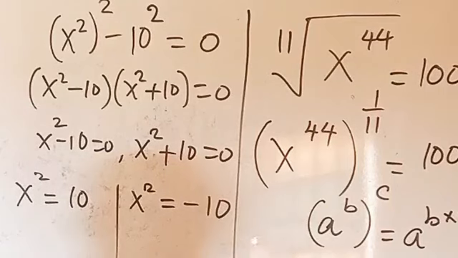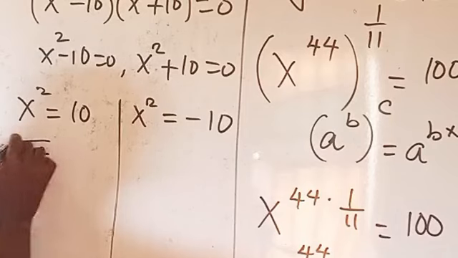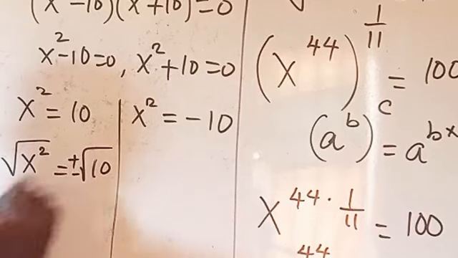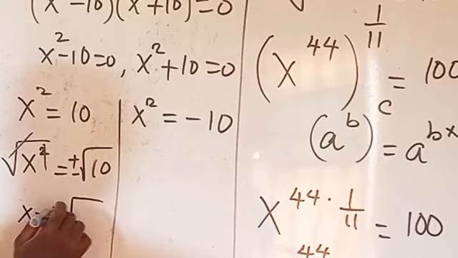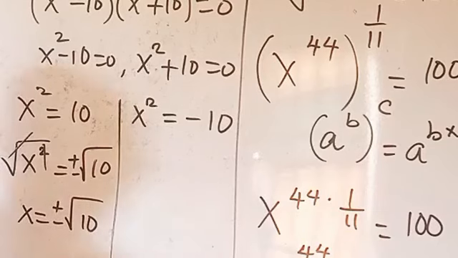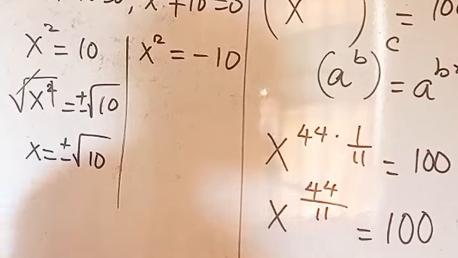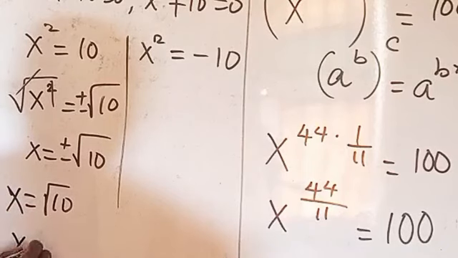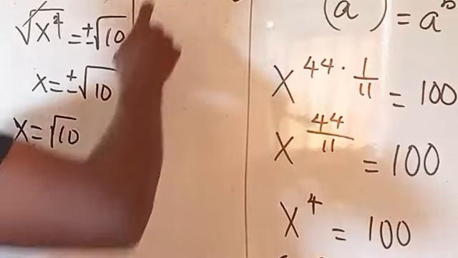Are you following? So now, taking the square root of both sides, we're going to have root of 10 plus or minus. So we cancel this, and we have x equals plus or minus this. Are you getting it now? We are having two solutions: x equals root 10, and, let's say this is x1, this is x2, minus root 10.